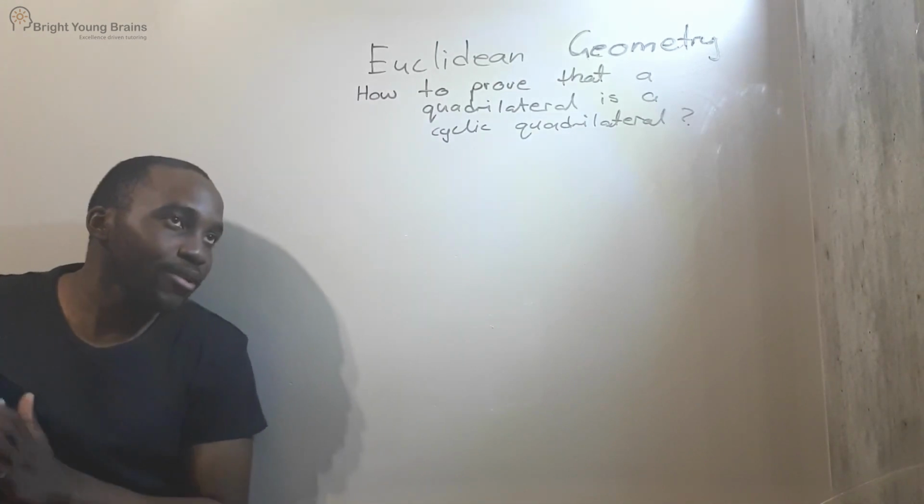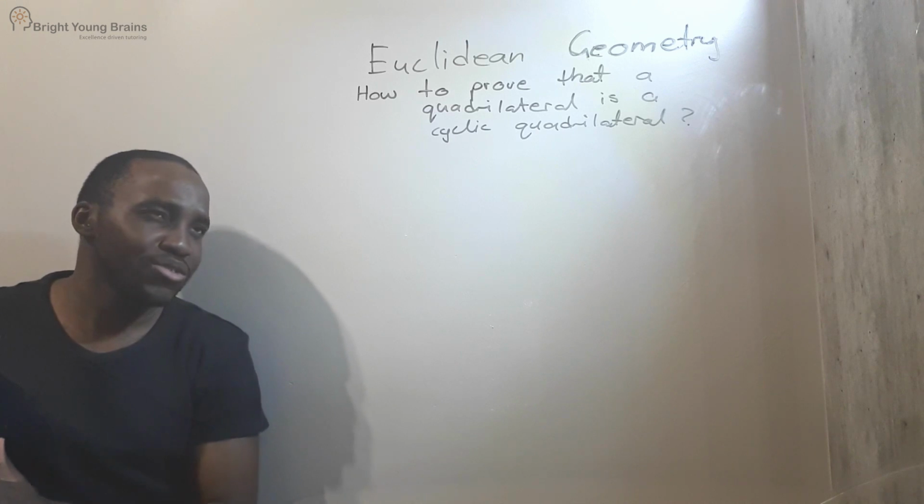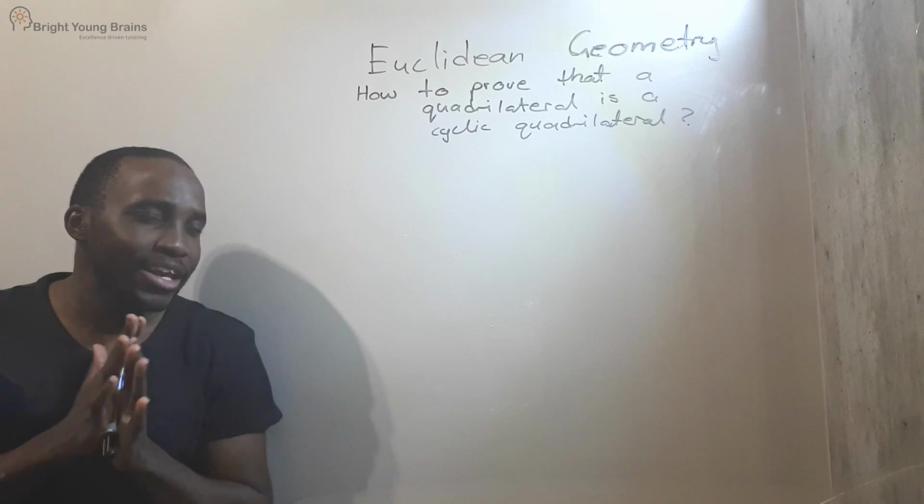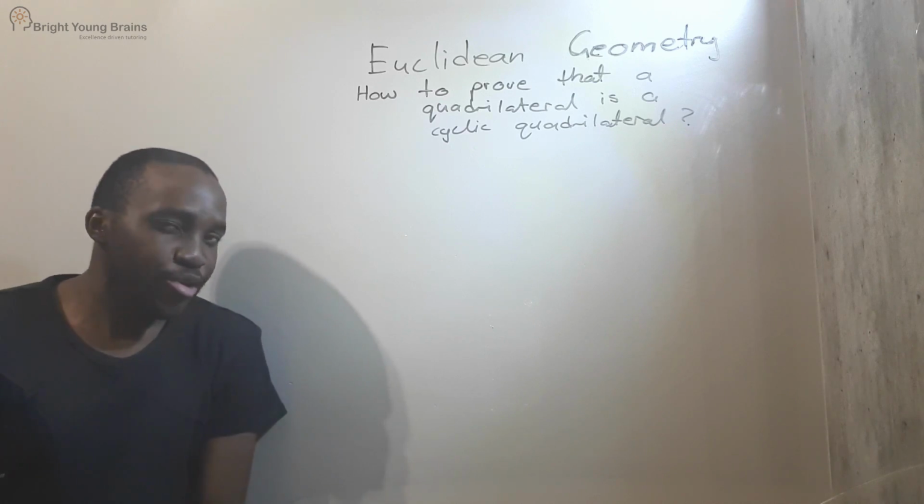How to prove that a quadrilateral is a cyclic quadrilateral. So there are three ways to answer this question, and in this tutorial we're going to work on all three of them.